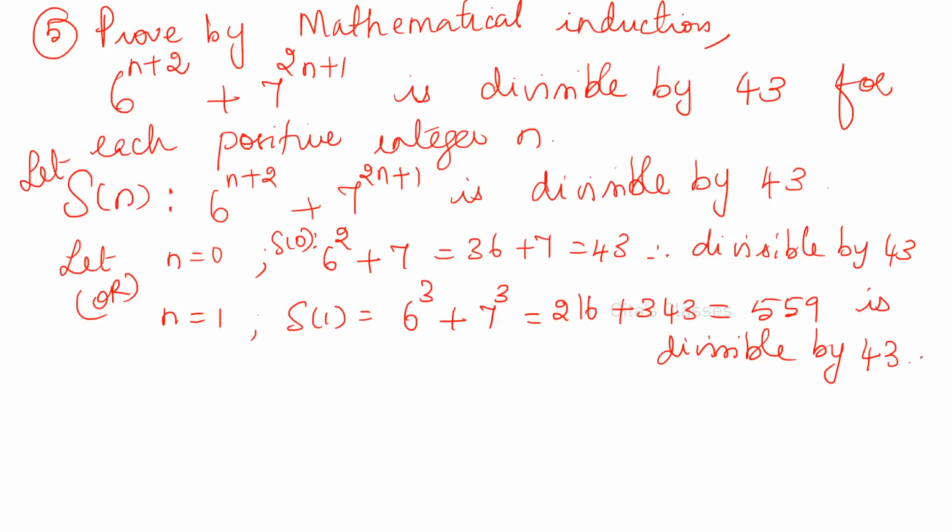Divisible by 43. Therefore, the basis step is done. The basis step is true. Either you can say S of 0 or S of 1; both need not be written, only one is enough. So assume that S of k is true.